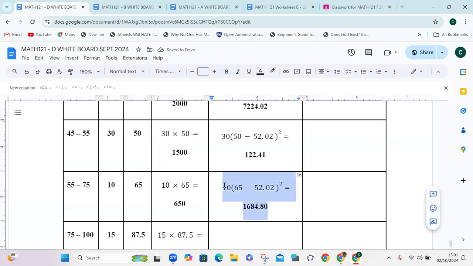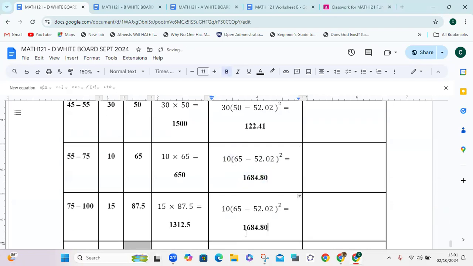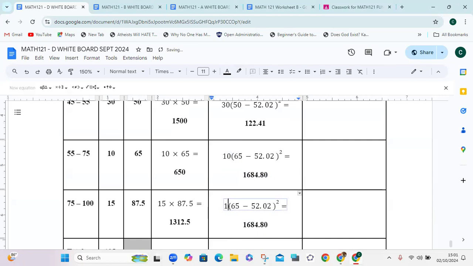And we've got to do this for the last interval. The frequency is 15. The x value is 87.5. And the mean remains 52.02. That's it, 18,882.45. So that will give us all the f(x minus mean)².